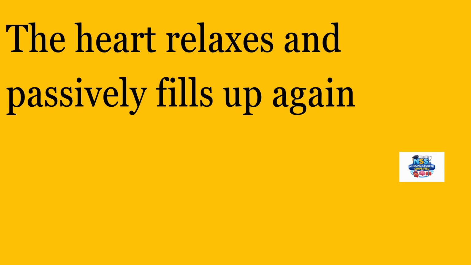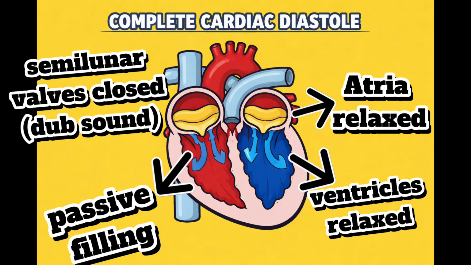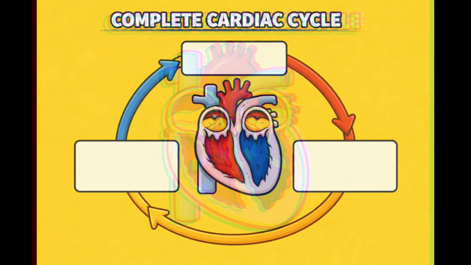Once the semilunar valve closes, the entire heart goes into a resting phase again. This time, both the atria and ventricles are relaxing. And what phase is this? We talked about that, it is the first stage. That is where everything begins, the complete cardiac diastole. And that is why this is called the cardiac cycle.